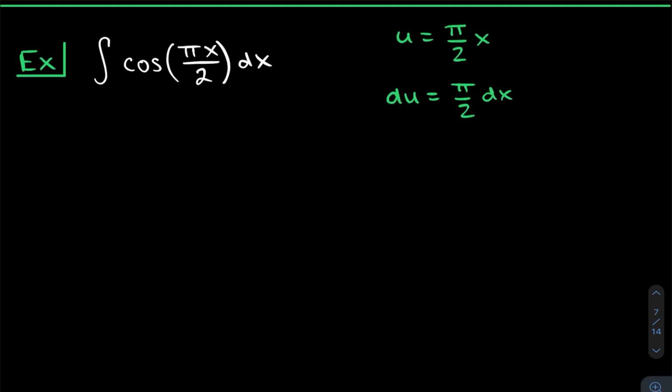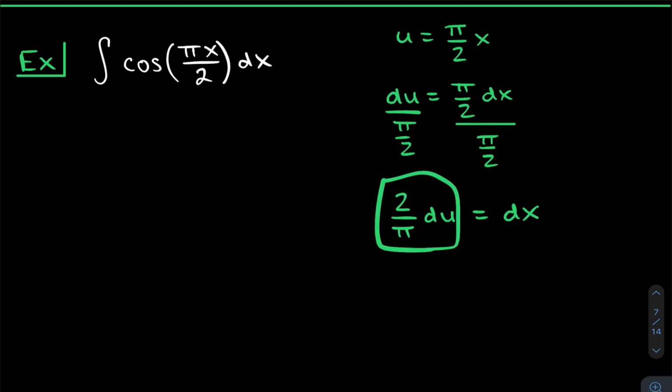Now, we don't have a pi over 2 dx in our integrand. We have a dx, and that's it. So we're going to divide by pi over 2 on both sides. And to do that, we're just going to flip the pi over 2 and put it up. So this is going to be a 2 over pi du is equal to dx. And so this is our substitution. Where we see the dx in the integral, we're going to put a 2 over pi du.